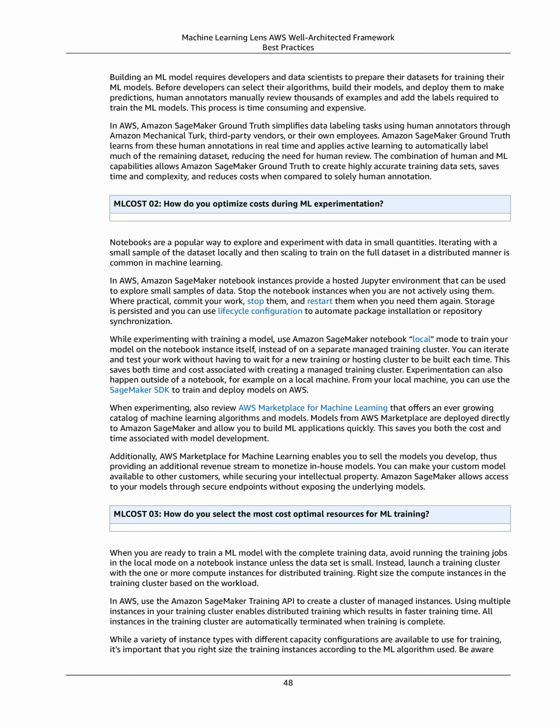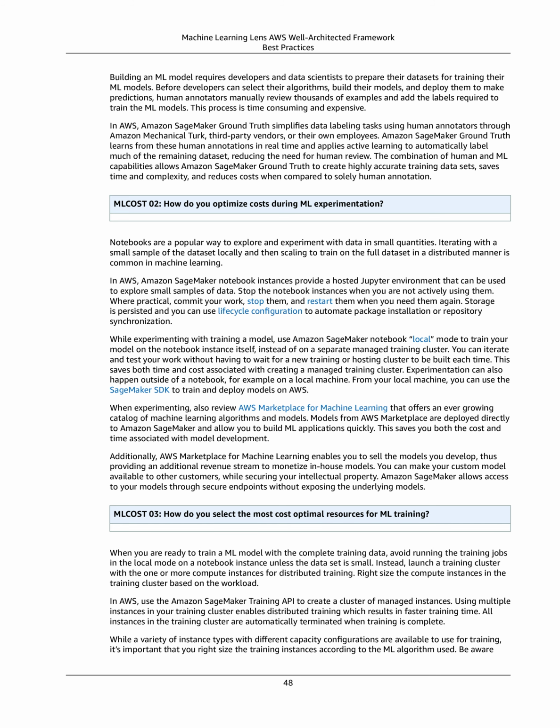In AWS, Amazon SageMaker Ground Truth simplifies data labeling tasks using human annotators through Amazon Mechanical Turk, third-party vendors, or their own employees. Amazon SageMaker Ground Truth learns from these human annotations in real time and applies active learning to automatically label much of the remaining dataset, reducing the need for human review. The combination of human and ML capabilities allows Amazon SageMaker Ground Truth to create highly accurate training datasets, saves time and complexity, and reduces costs when compared to solely human annotation.